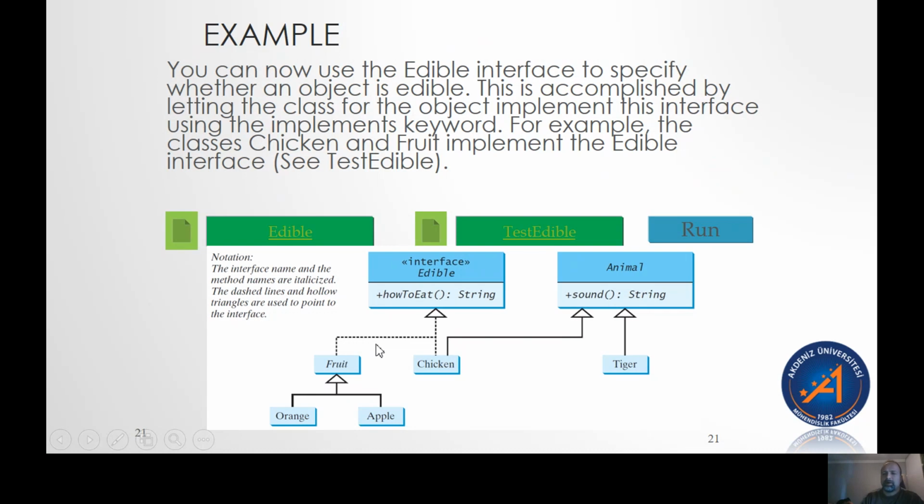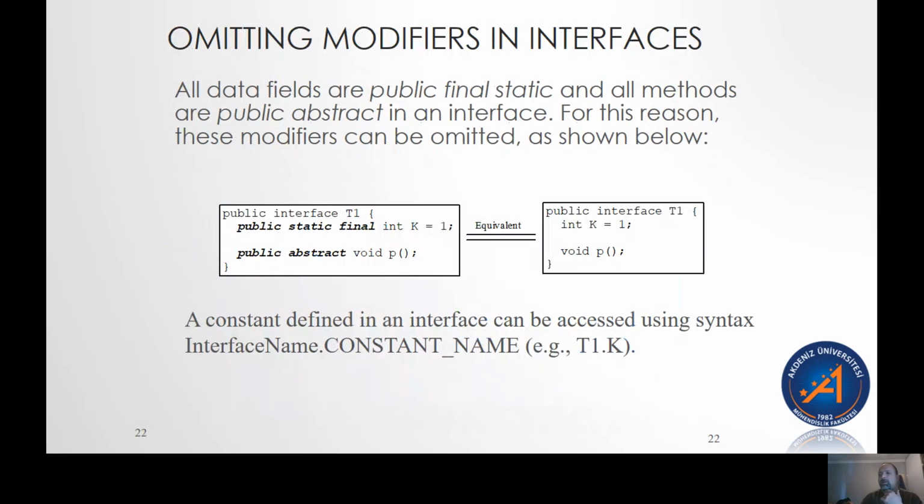So we'll look at this example. I'll put some examples up in just a few minutes. Now, we don't have to put the public static final modifiers on interface attributes because all attributes of an interface are public static final. All methods of an interface are public abstract. So you don't have to; these are the same. We don't have to do that.